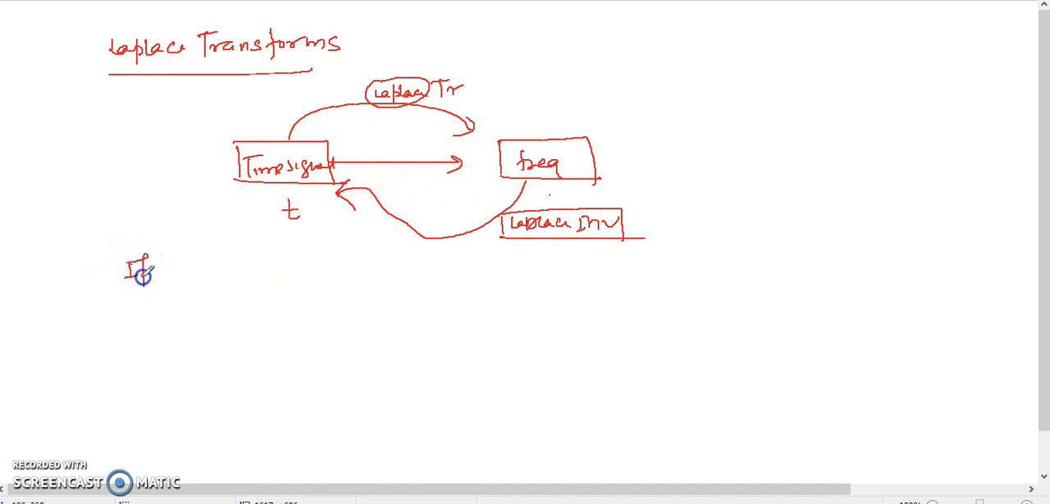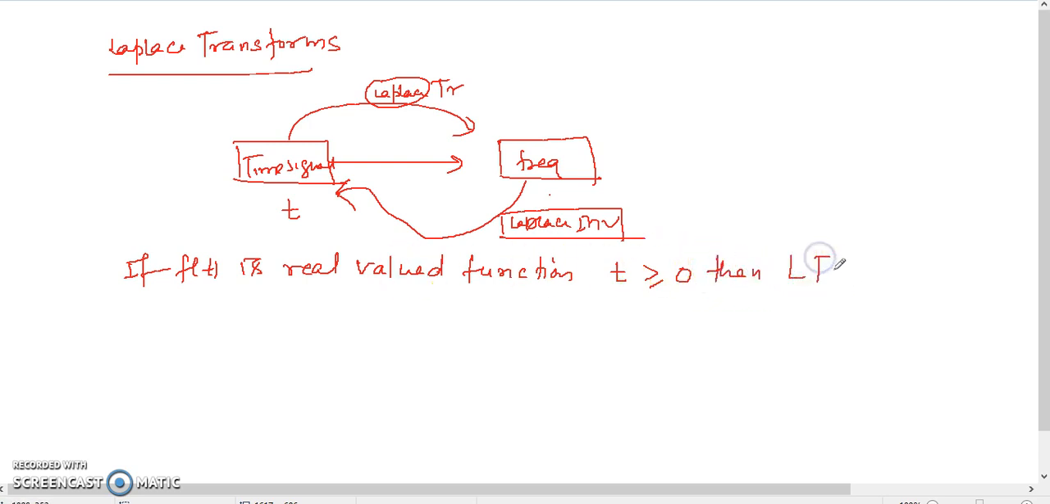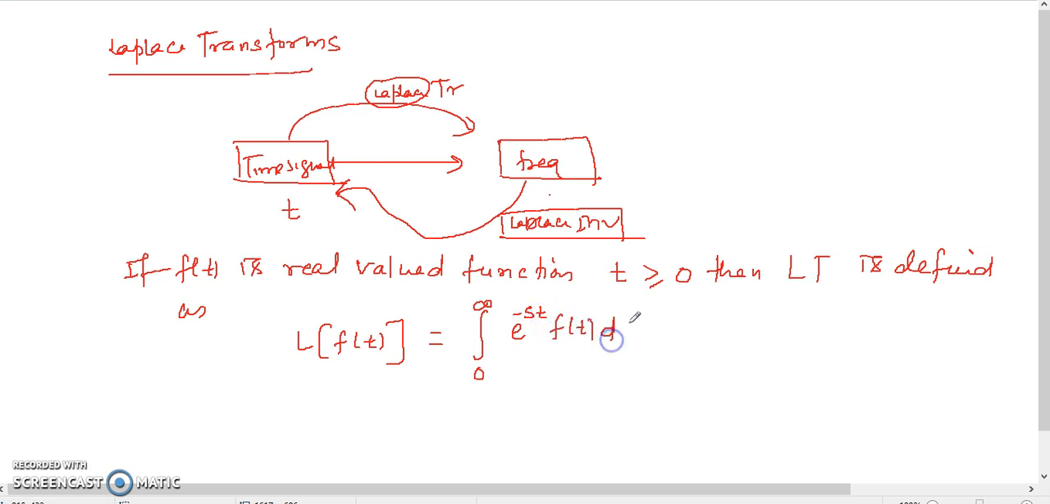If f of t is a real valued function, which means the Laplace transformation is bounded for t greater than or equal to 0, then Laplace transform is defined as L of f of t, and the formula is the integral from 0 to infinity of e to the power of minus st into f of t dt.